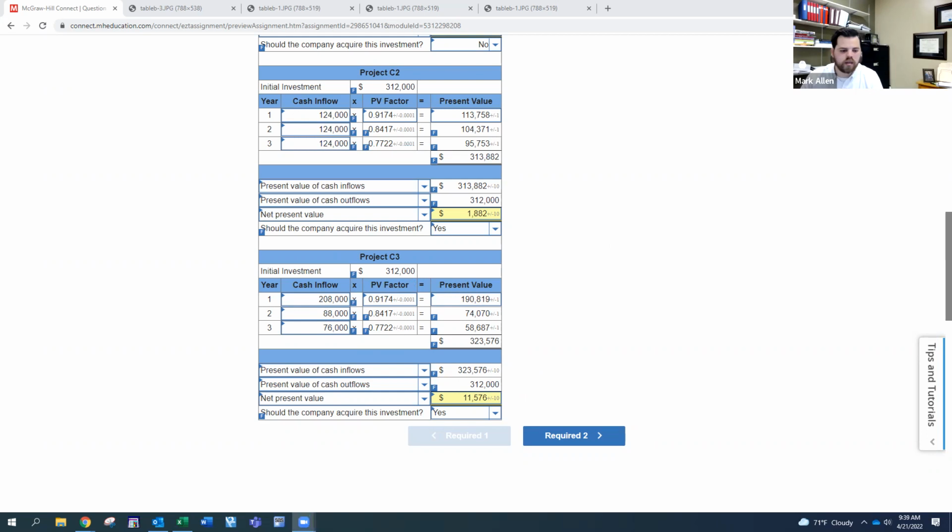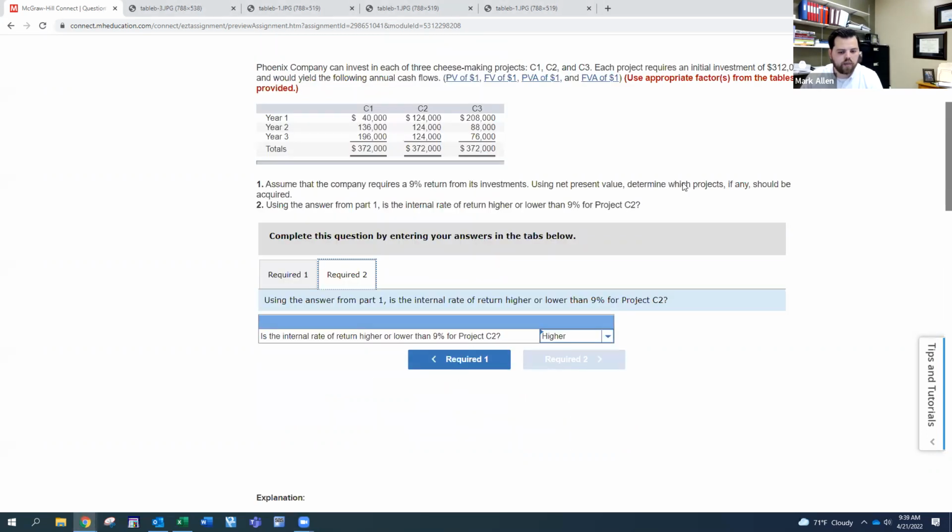Okay, so with that, we'll go ahead, clear all that out, and hop on over to number 2. Number 2, using the answer from part 1, is the internal rate of return higher or lower than 9% for project C2? So they're not actually asking you to compute internal rate of return, which is nice, but they're asking you to determine if this is higher or not.